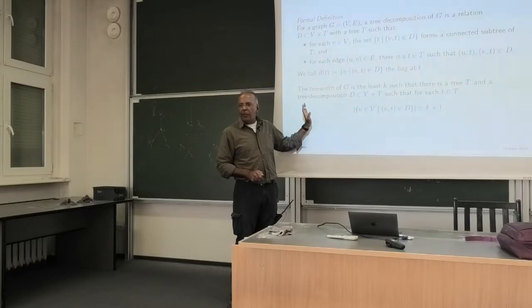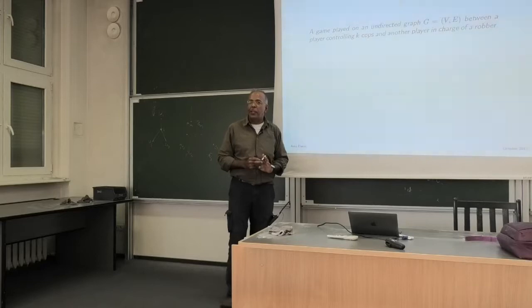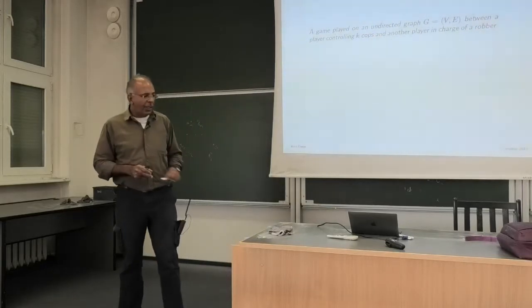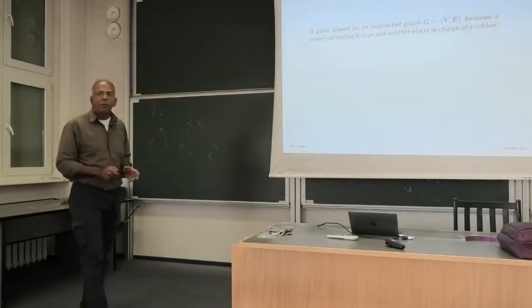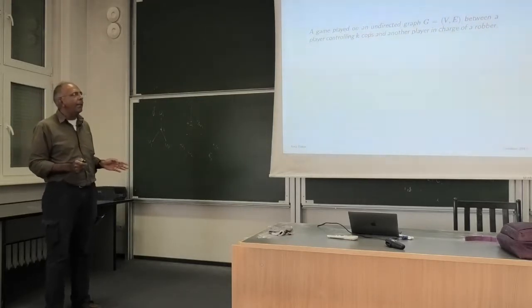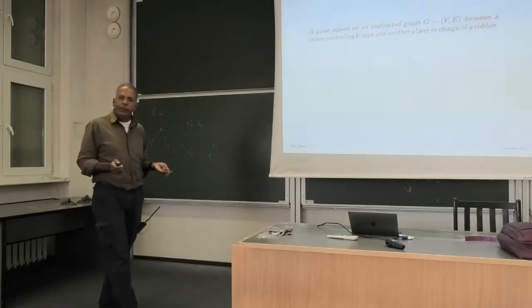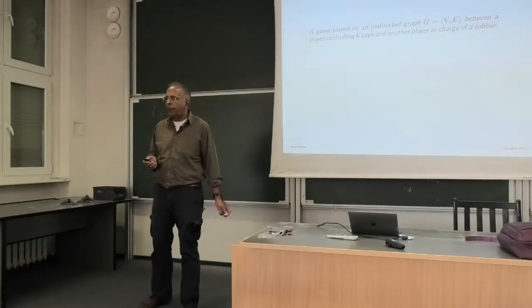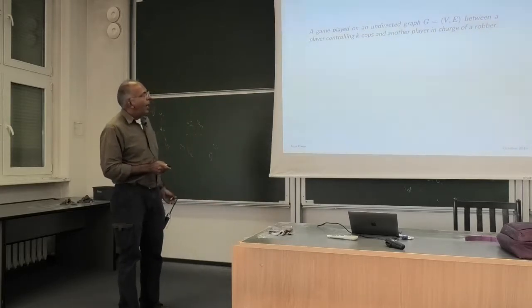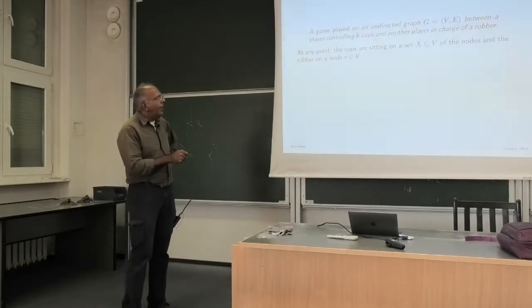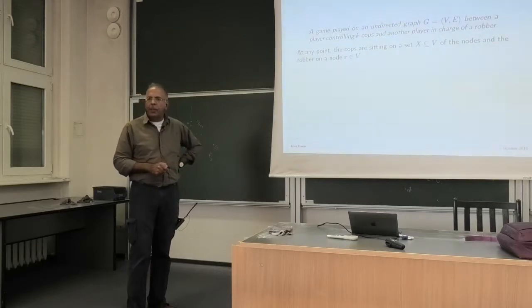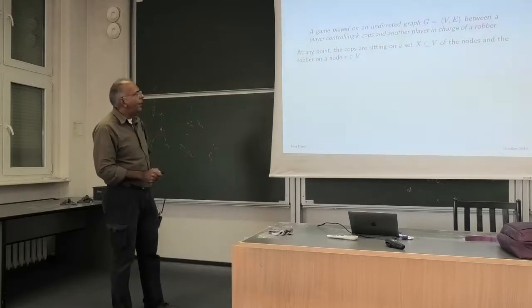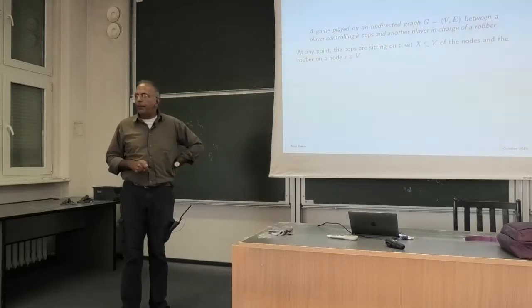I'm not going to use this formal definition. What I'm going to use is this nice characterization by Robertson and Seymour in terms of Cops and Robbers games. Okay? So this is the following game. You have an undirected graph G. We have two players. One of them is in charge of a team of k cops, and the other one is in charge of a robber. At any point, the cops are sitting on some set of vertices, at most k, because there are k cops. And the robber is sitting on a node R.